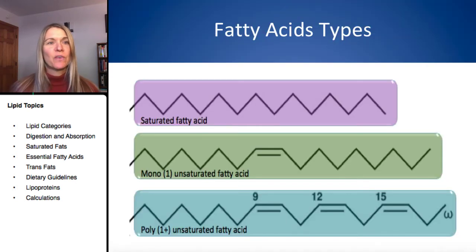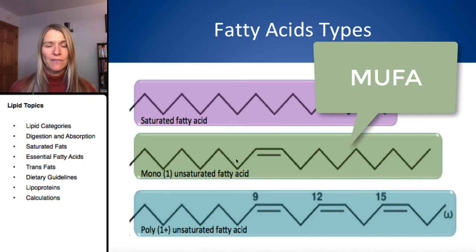Let's start with a quick review of fatty acids, and remember that saturated fatty acids are fatty acids that are saturated with hydrogen. So when you look at this, there are no double bonds. Unsaturated fatty acids are those with one or more double bonds. So a monounsaturated fat has one double bond. We call these MUFAs, M-U-F-A.